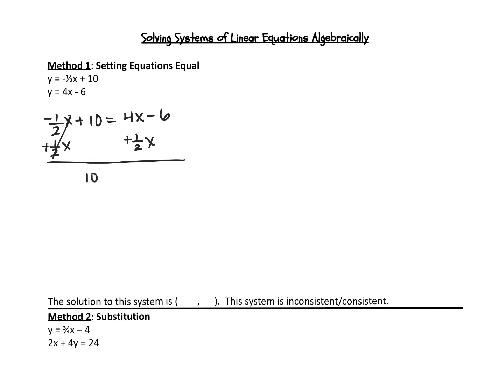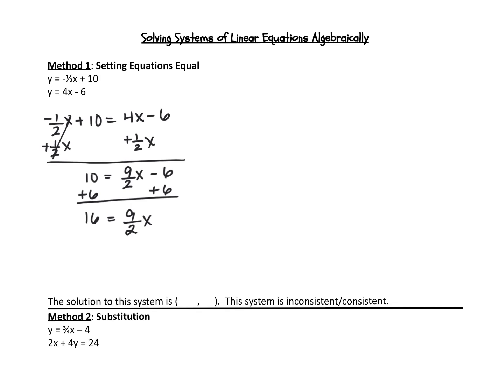And we get 10 equals, now you can put this into the calculator, 4 plus a half. I'd prefer it to be in an improper fraction rather than 4.5. So that is 9 over 2 x and then minus 6. And then we just add 6 to both sides. And we get 16 equals 9 over 2 x.